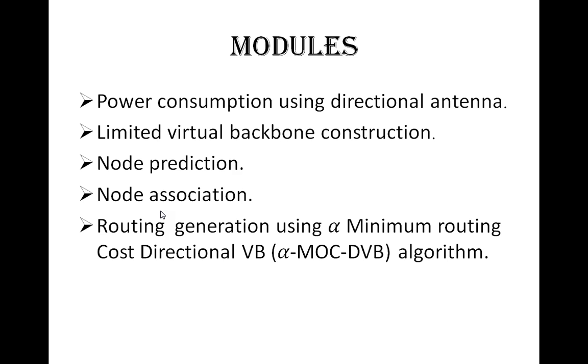These are my modules. In my project, I have five modules. The first module is power construction using directional antenna. Second module is limited virtual backbone construction. Third module is node prediction. Fourth module is node association. And the fifth module is routing generation using the alpha minima routing algorithm.